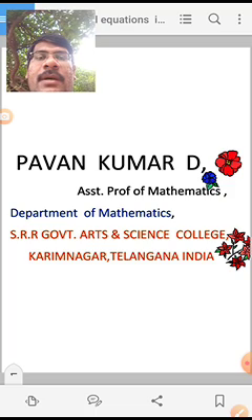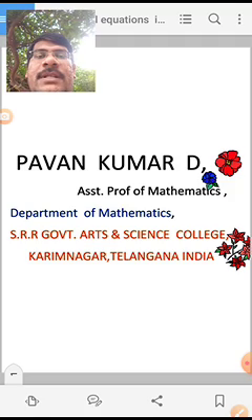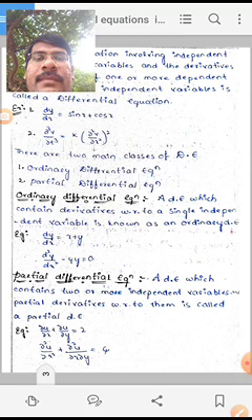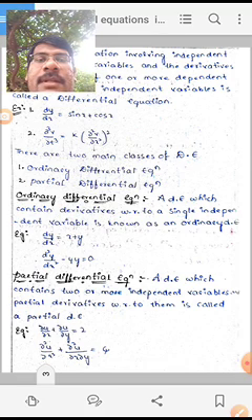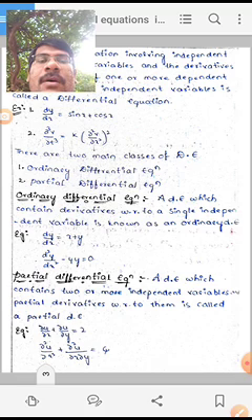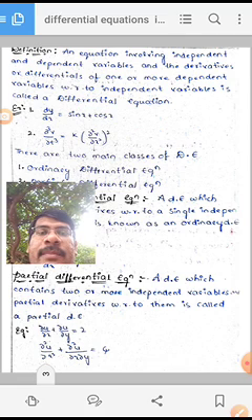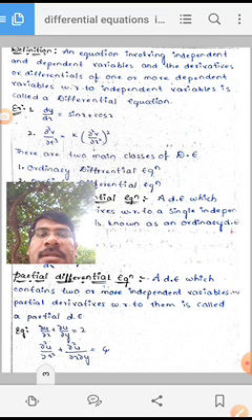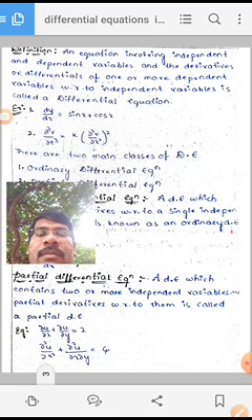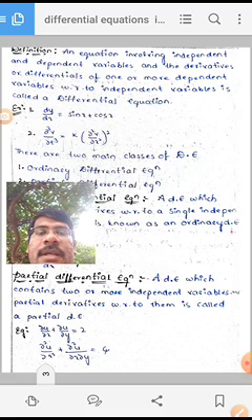Now the topic is differential equations. First, we have to see what a differential equation is and what the main classes of differential equations are. A differential equation is an equation involving independent and dependent variables and the derivatives or differentials of one or more dependent variables with respect to independent variables.